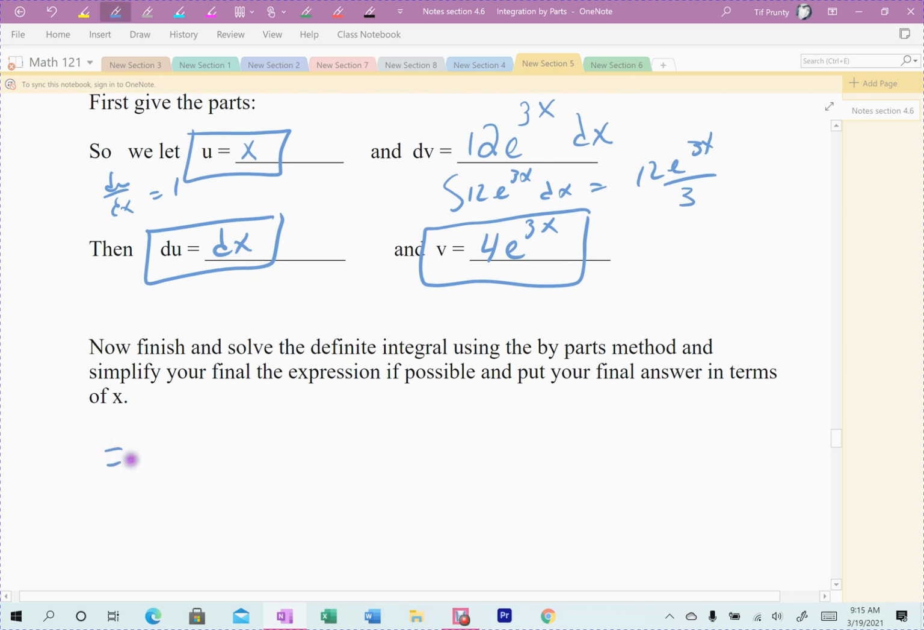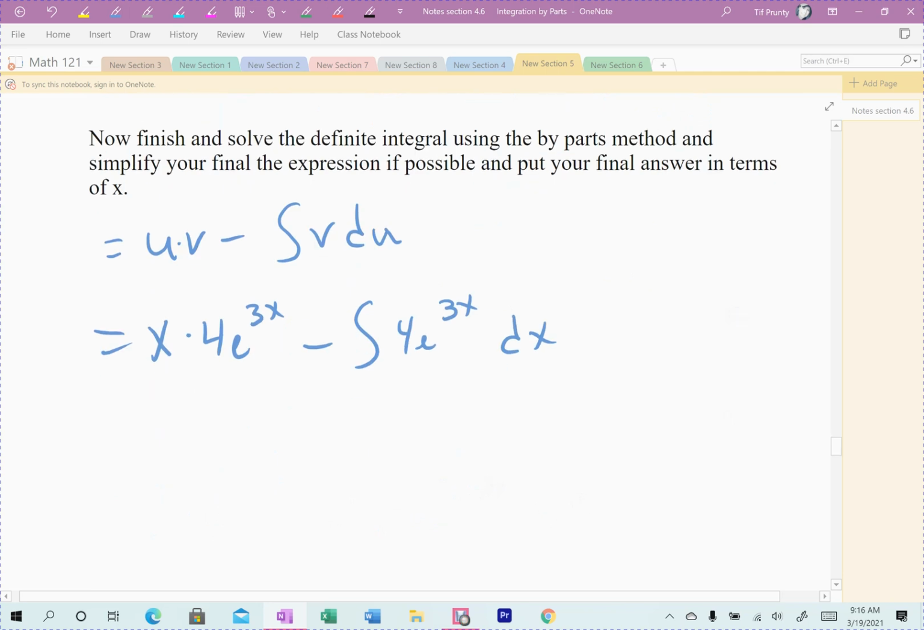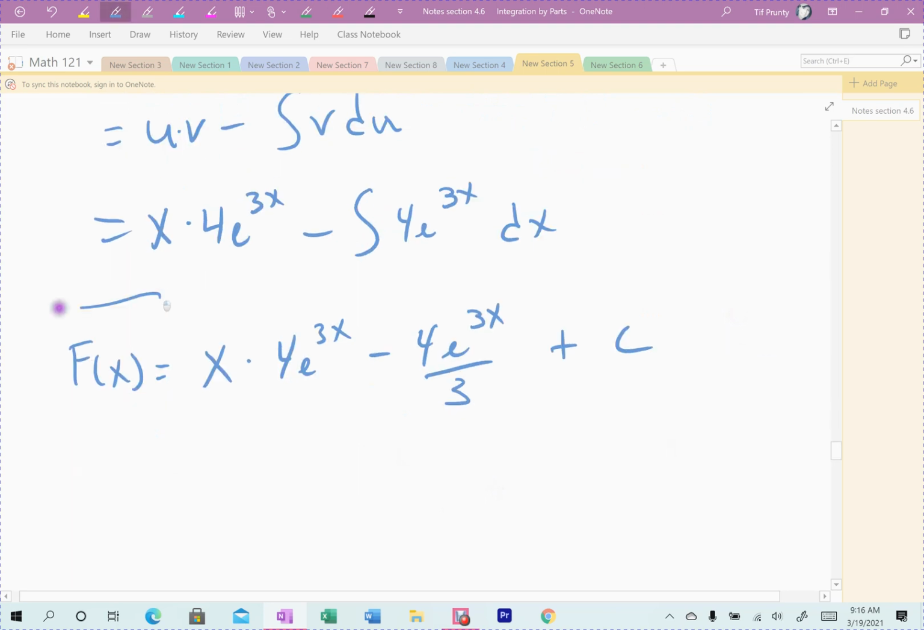So remember, my original expression is equal to u times v minus the integration of v times du, so I replaced those 3 parts, go in there. U I made simply x, v is 4e to the 3x, minus v 4e to the 3x, and dx is equal to du. Alright, so there is my function I have to take the second antiderivative of. 4e to the 3x, so I'm still left with a divide by 3, but there's my final answer.